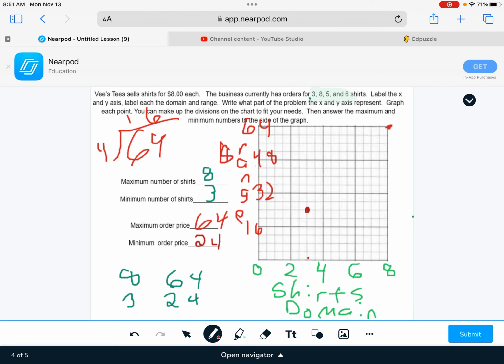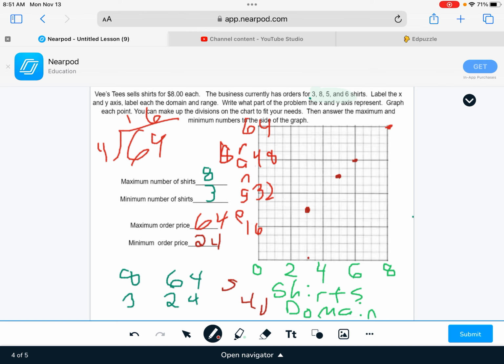From there, I just need to do the same thing for the 5 times 8, which is 40. 4 between that is 5. 40 is gonna be here. And then for 6 shirts, 6 times 8 is 48, which is gonna go here. And again, as much as I want to connect these dots with a line, I'm not going to because they're not continuous. They're not connected to each other.